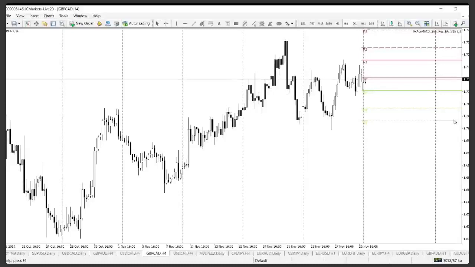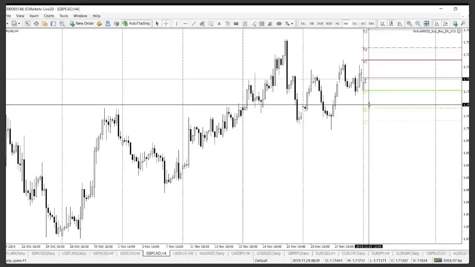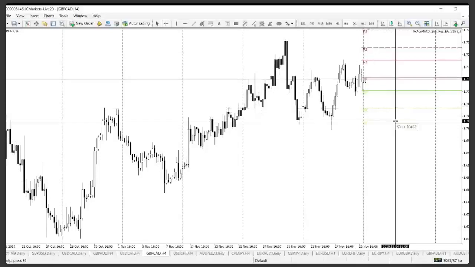So if you're trading the S2, stop loss is going to be underneath the pivot, and you're going to target the opposing pivot. If you take it at S2, you're going to be targeting R2 or R1. And similar with S3, you're going to be targeting R2 or R3. So S2 targets R1 or R2, S3 targets R2 or R3.